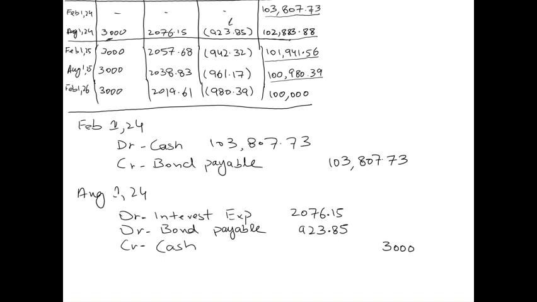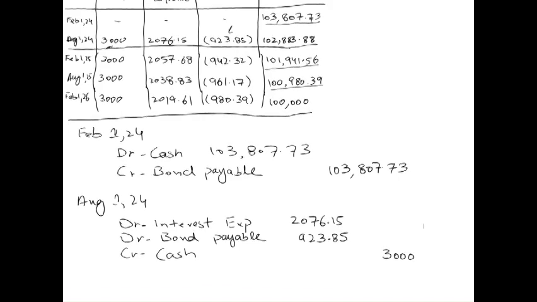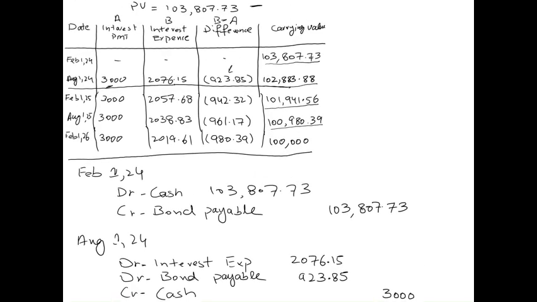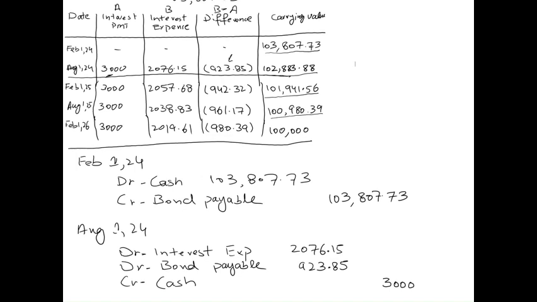And here's the logic to this. So cash, we obviously are crediting it because we have given cash $3,000. And then we are debiting the interest expense because that is the expense that we are incurring here, 2076.15. And then this difference, this 923.85, gets added to the bond's carrying value. And then what it does is it reduces bond's carrying value. That means the bond liability goes down, and our liabilities go down when we debit them. So the difference gets debited to bond payable.